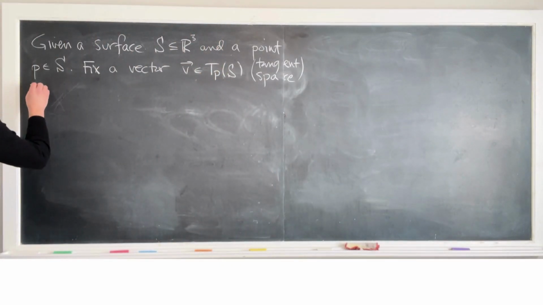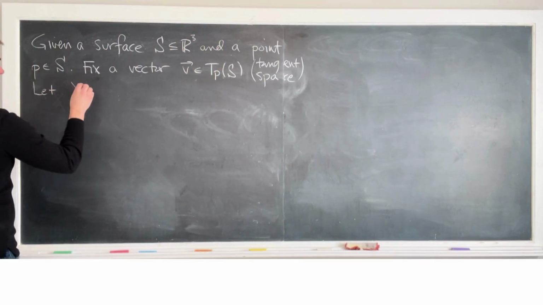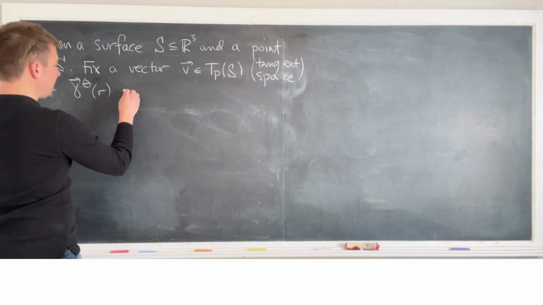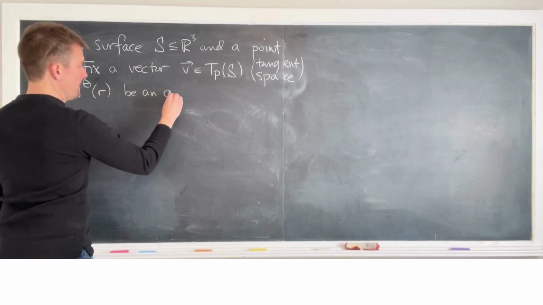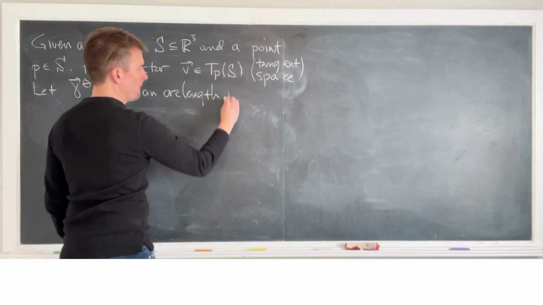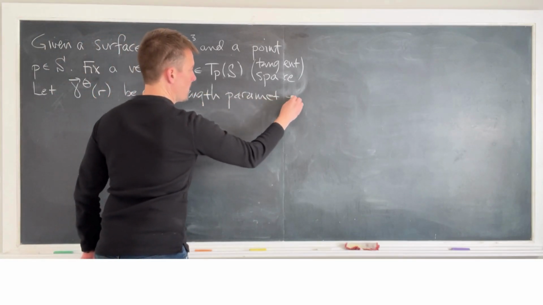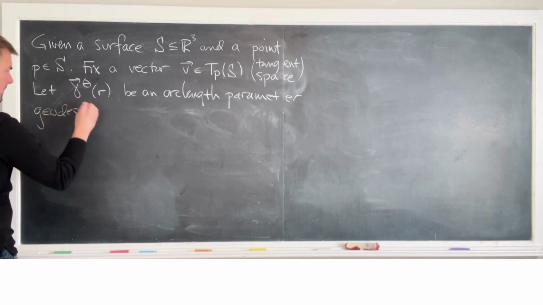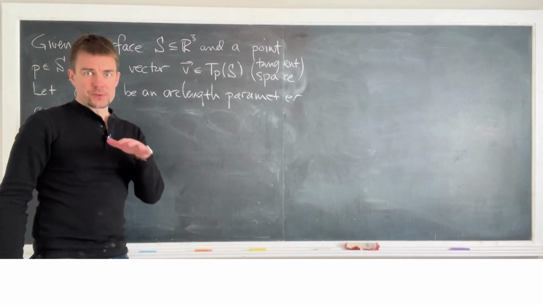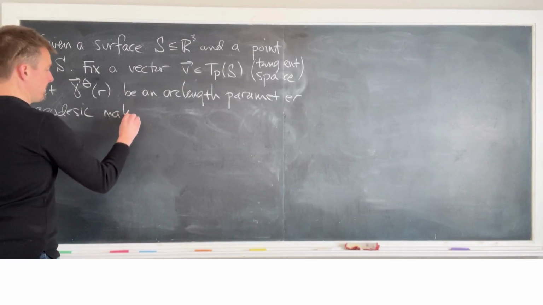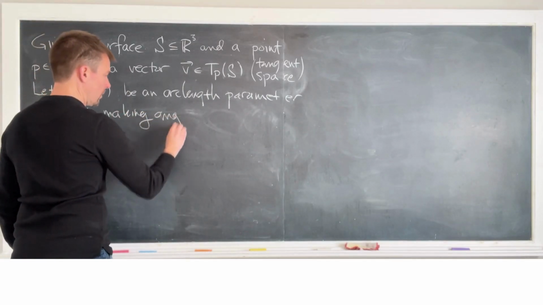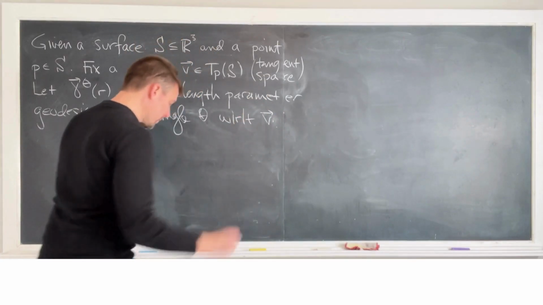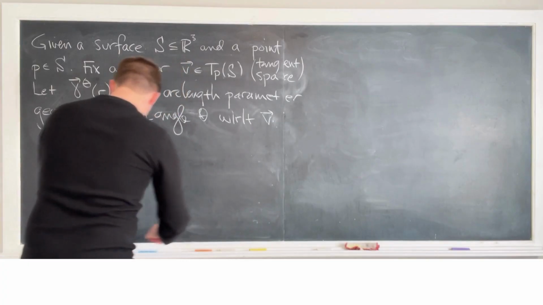So let's let gamma theta r be an arc length parameter geodesic that makes an angle of theta with respect to V. Okay, so that's a lot of words, so let's figure out geometrically what this looks like.